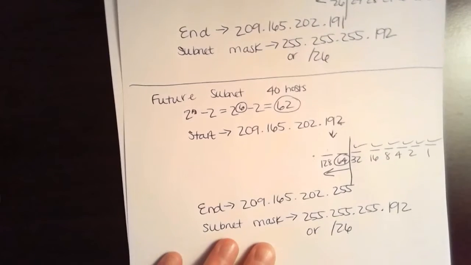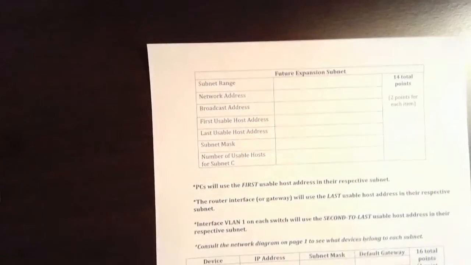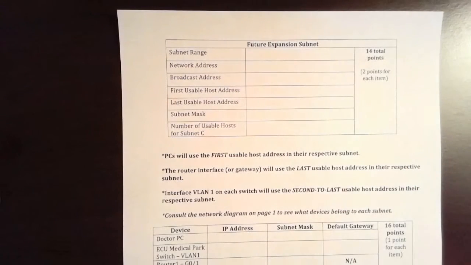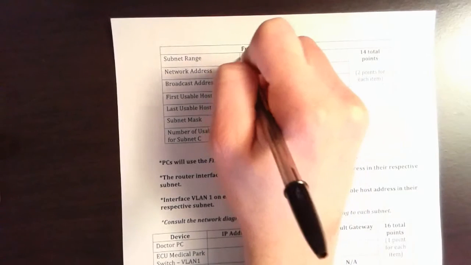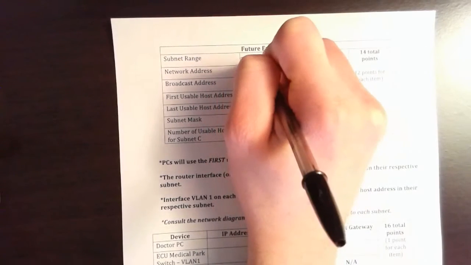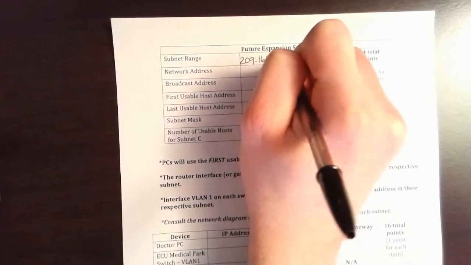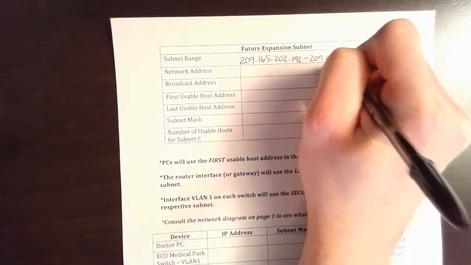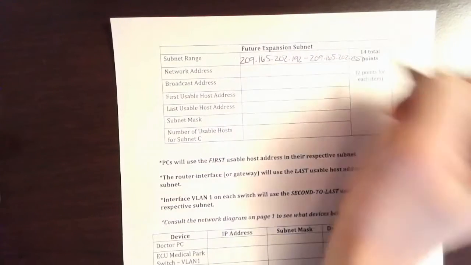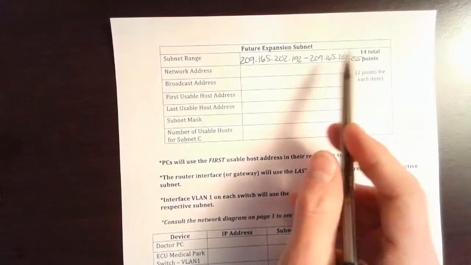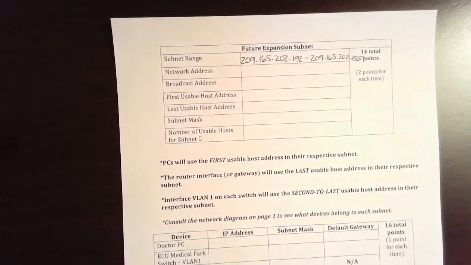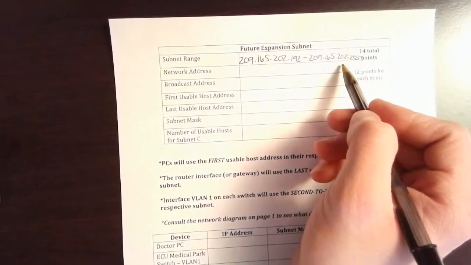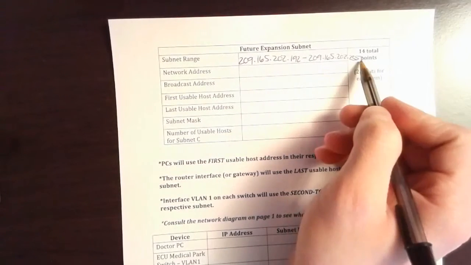Okay, so let's fill out that last one, which is on the next page of our exam. It says future expansion subnet, so our starting and ending addresses will be a little different here. 209.165.202.192 to 209.165.202.255. Remember, 255 is the last possible address before you have to go over to the next octet. So the next address after this would be 203.0. You can't have a .256.